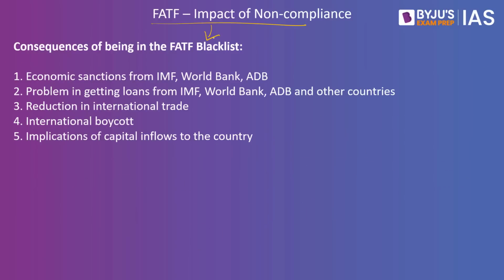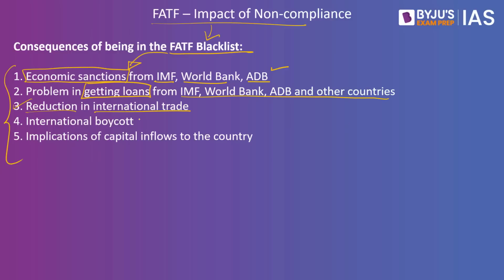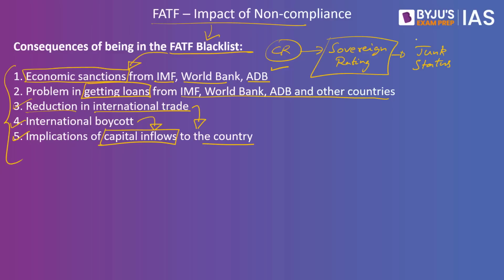If a country is blacklisted by the FATF after failing to meet the standards, then it will invite economic sanctions from global lending institutions such as the IMF, World Bank, Asian Development Bank, etc. And it will become impossible to get loans from these institutions, and will also lead to a boycott against the country from international trade, thereby affecting its exports and also its ability to import key raw materials, and has serious implications for inflow of capital into the country as well. Credit rating agencies will downgrade the sovereign rating of such countries to junk status, thereby affecting the flow of investments and FDI into the country.